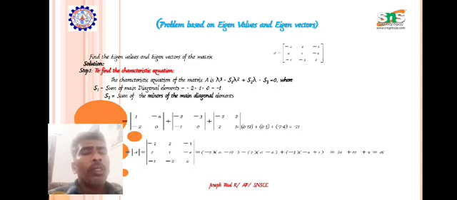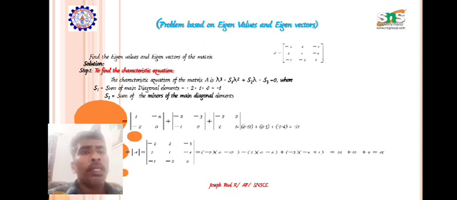So we know the procedure to find eigenvalues and eigenvector. First we have to define the characteristic equation of the given matrix. Then we have to find the eigenvalues. Then we have to find the eigenvector for the corresponding eigenvalue. This is the procedure. So here the given matrix is a 3 by 3 matrix.